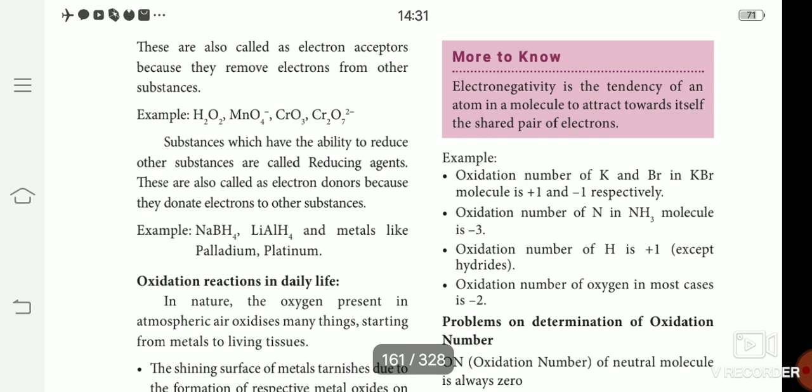In the periodic table, in group 1, the alkali metals all have a plus 1 charge. The alkaline earth metals have a plus 2 charge. These charges are used to solve oxidation number problems.